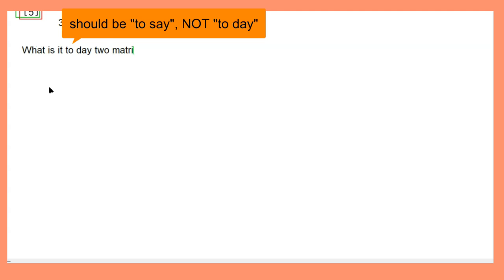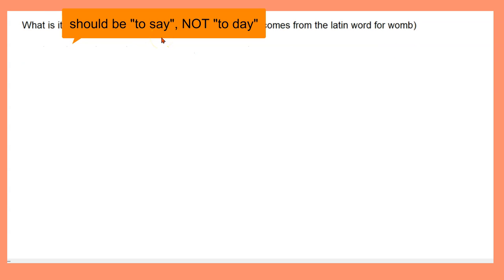Let's move on. Now we have to decide for ourselves what it means to say two matrices are equal. Matrices is the plural of matrix, and as a bit of a history aside, matrix comes from the Latin word for mother, believe it or not. Well, for womb specifically. What does it mean to say two matrices are equal?